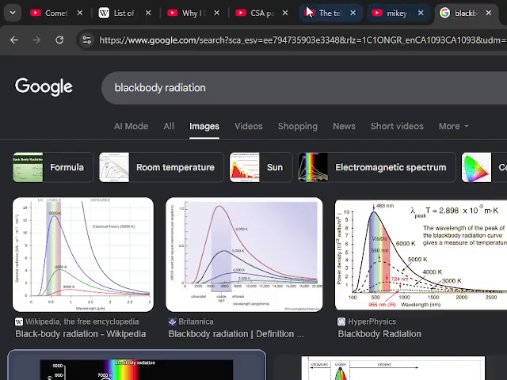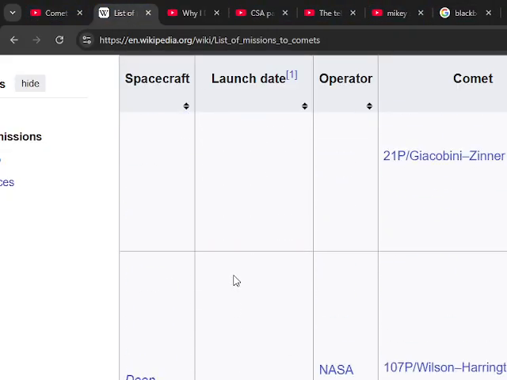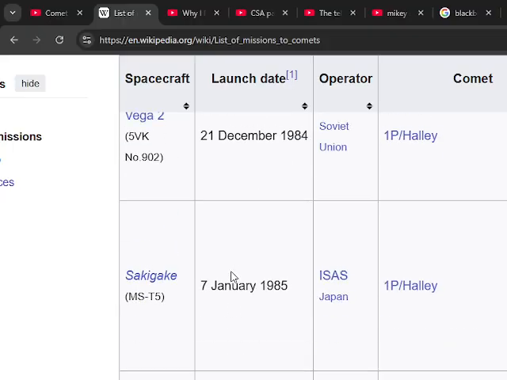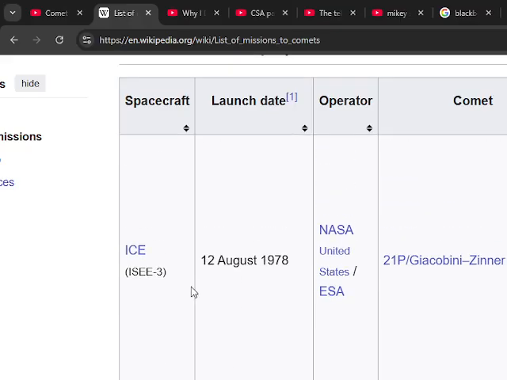Oops, wrong light. Where did I put that? That's over here. And here's a list of some of the missions. There's ICE from NASA and the ESA, and that was launched in '78. That was to 21P, and I'm not going to pronounce it.